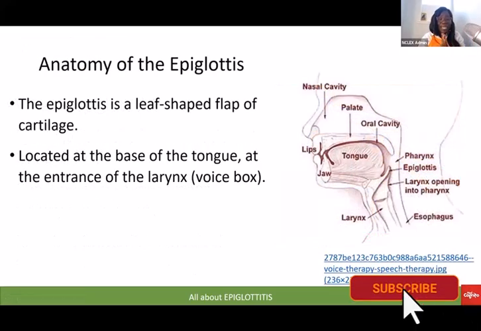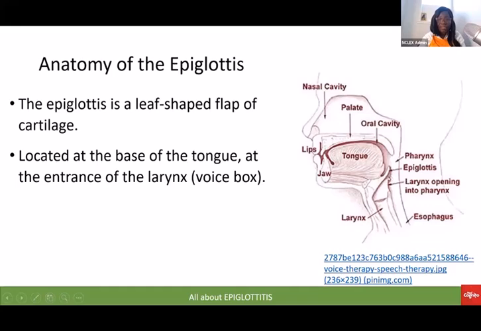So a bit of the anatomy of the epiglottis. It is a leaf-shaped flap. It's a flap of cartilage and it is located at the base of the tongue. See where the tongue is here, and you have this leaf-shaped flap made up of cartilage, located at the base of the tongue, just at the entrance of the larynx, that is the voice box. So it is a very important structure. See where it is located.